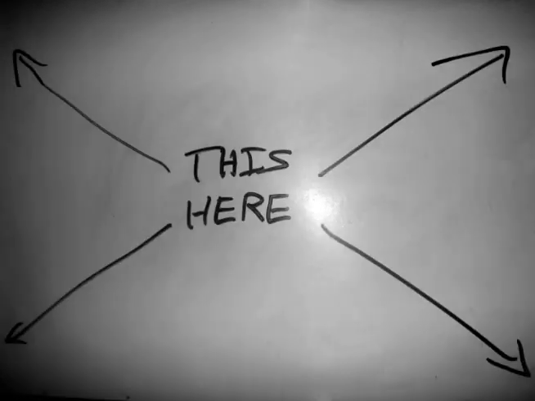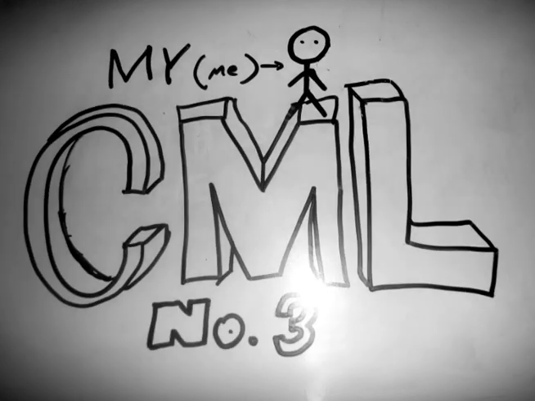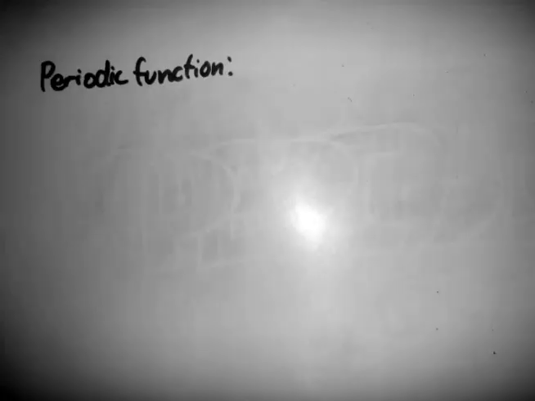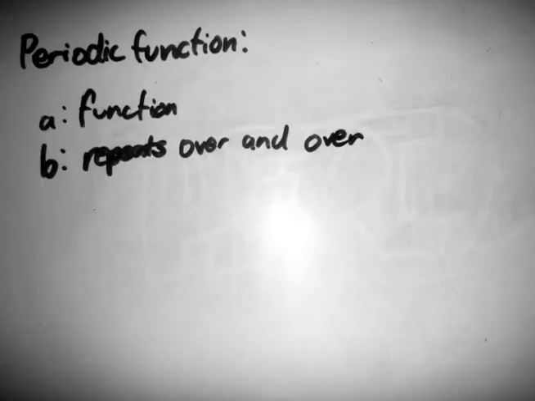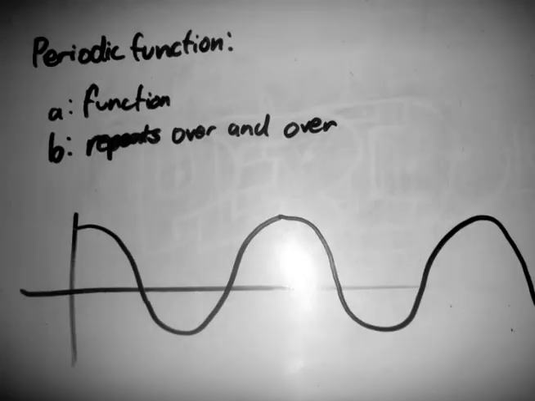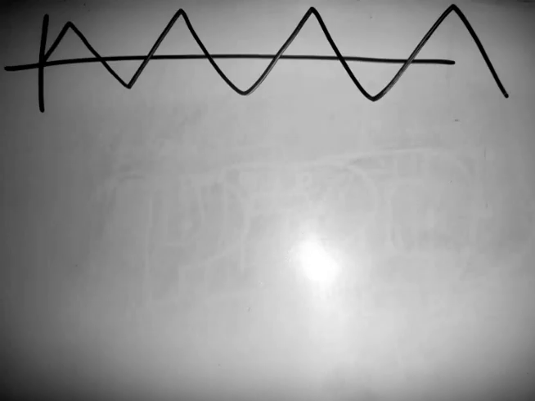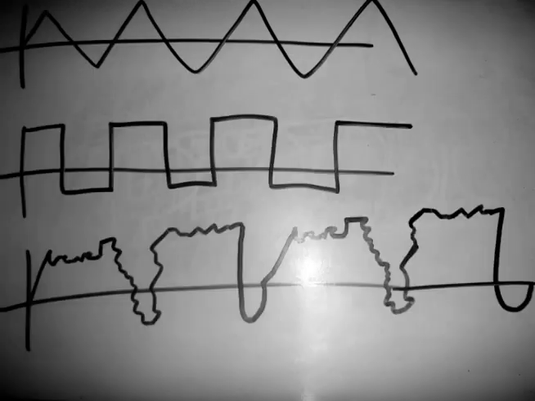Okay, so this here is the video of my Core Maths Learning Journal number 3, also known as periodic functions. First of all, a periodic function is a function, and second of all, it repeats over and over. So you could have this squiggle, and it's sort of like squiggle squiggle. So anyway, this is the graph of a periodic function, and so is this. This is too, although it's rather strange, but it still repeats, so it's still periodic.